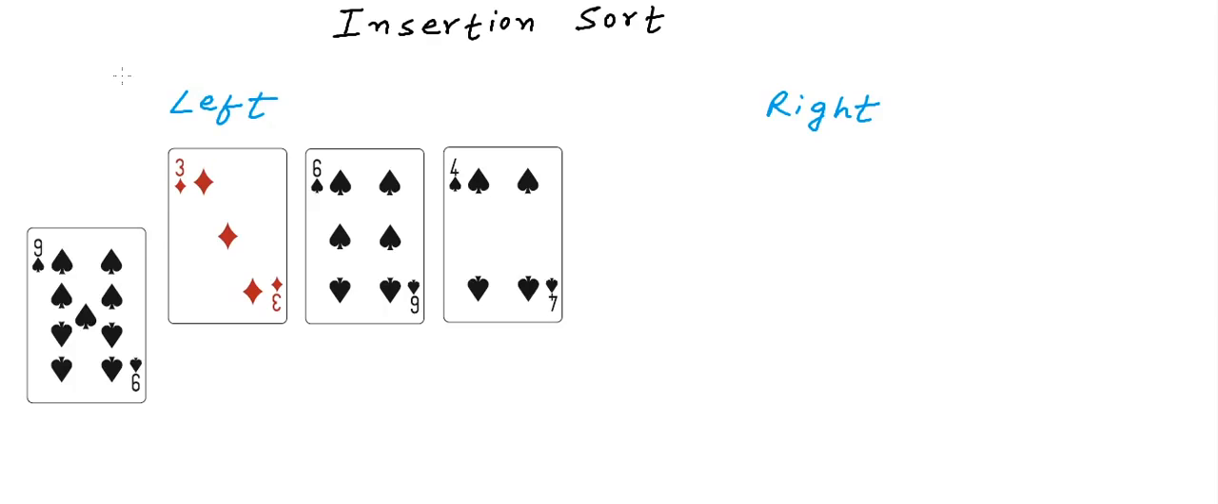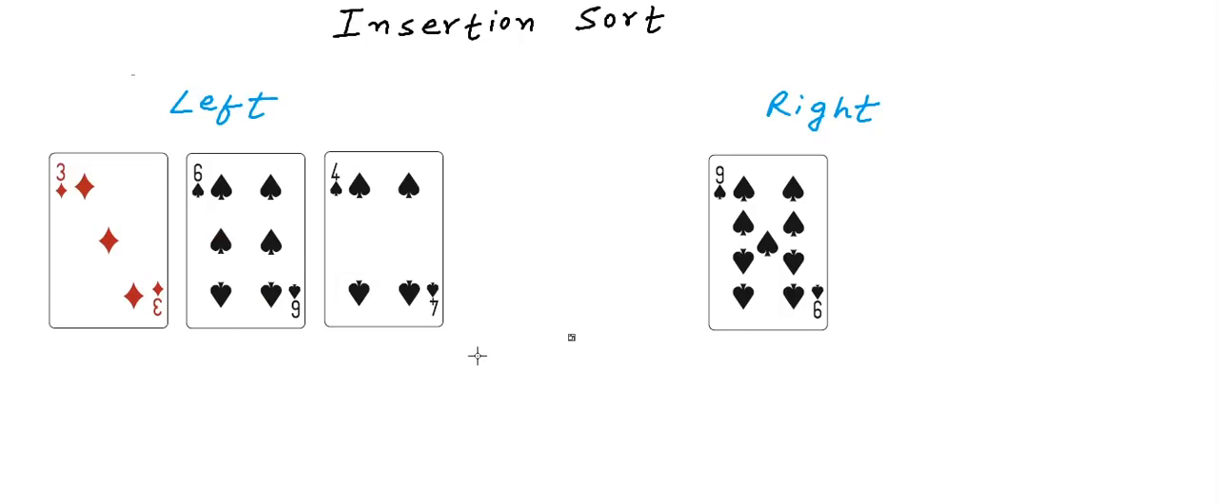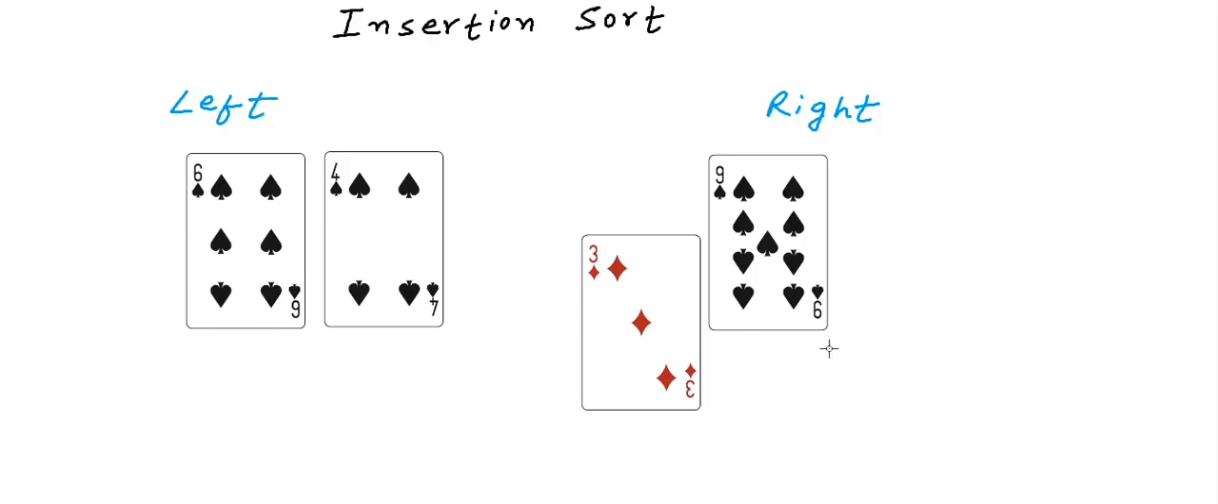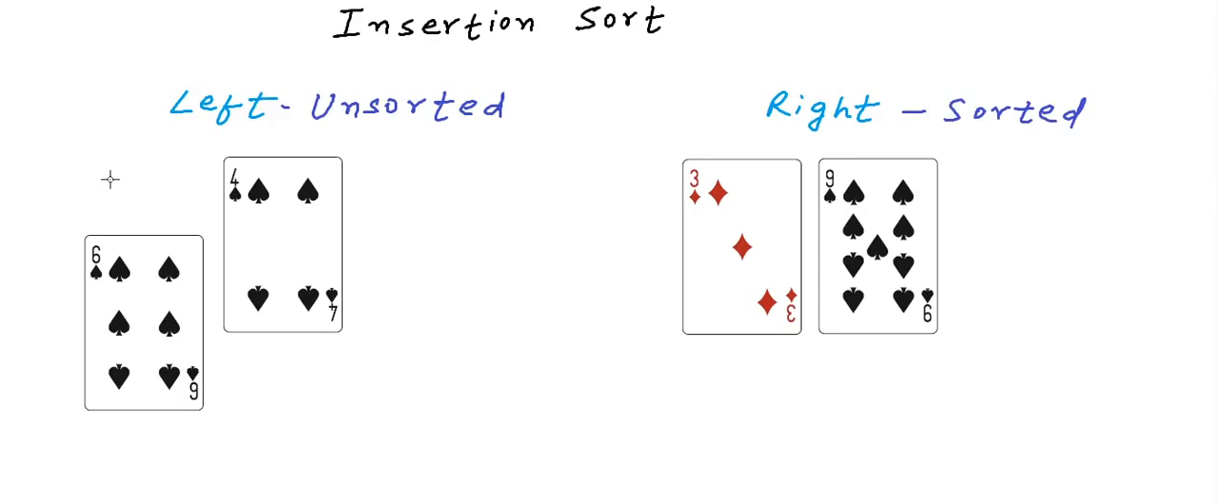Our first card is 9 and there is no other card in the right hand, so 9 will simply go into the right hand. Now we will take the next card in our left hand, which is 3 in this case. Now when we take 3 to the right hand, we will insert it before 9 to make sure that the cards are sorted. At any stage during this whole process, the left hand will be unsorted and the right hand will be sorted. Now the next card that we will pick is 6.